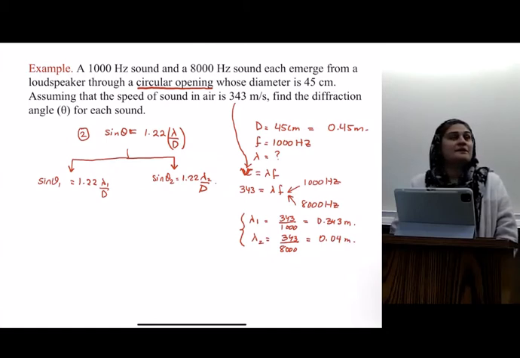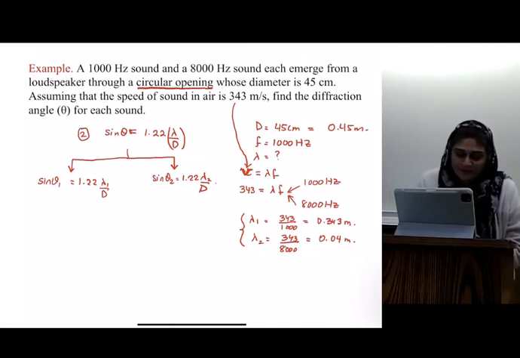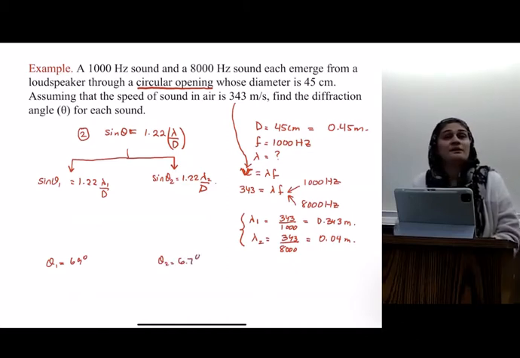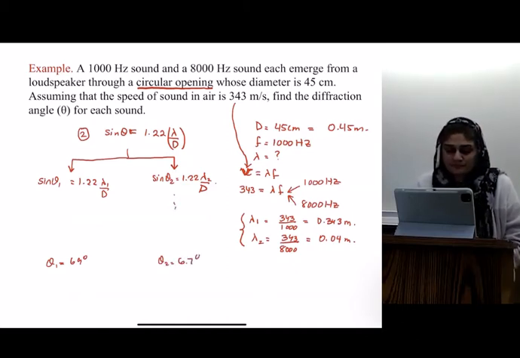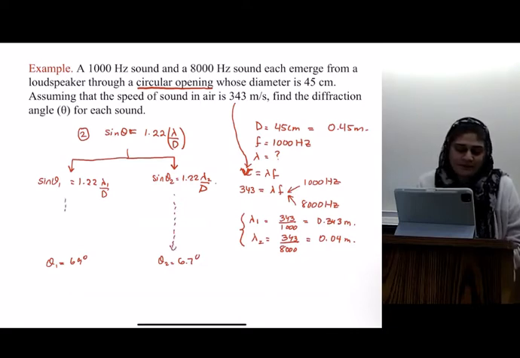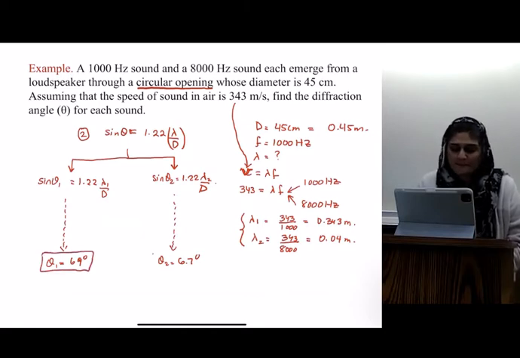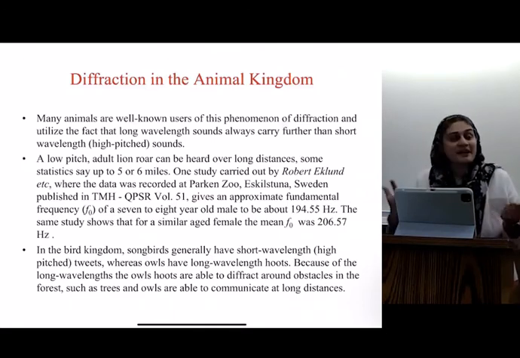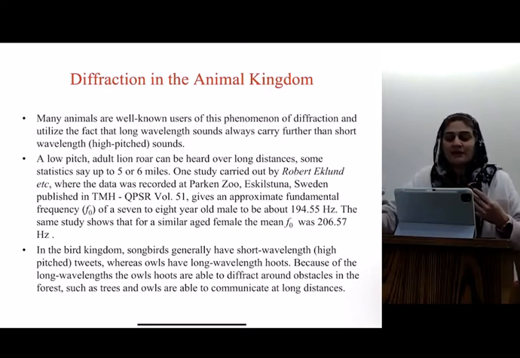And can I find theta 1 and theta 2? Go ahead. I'll tell you the answers. I think I got for theta 1, I have about 69 degrees. And for theta 2, I got 6.7 degrees. I'm going to leave you guys to try doing this on your own.